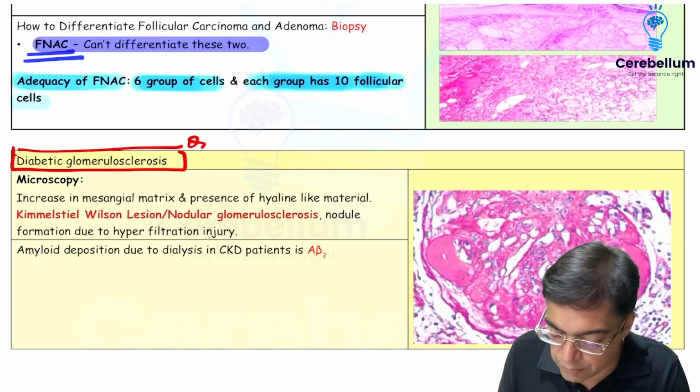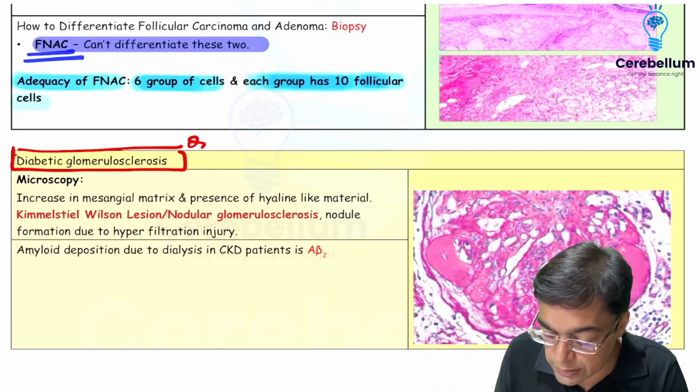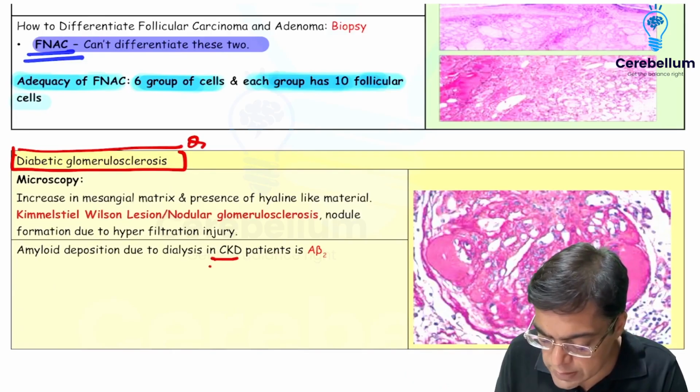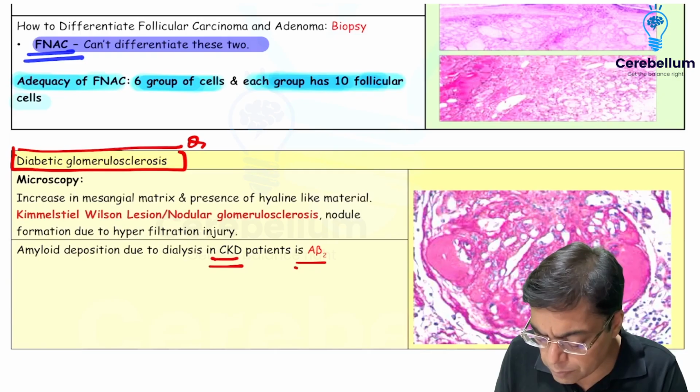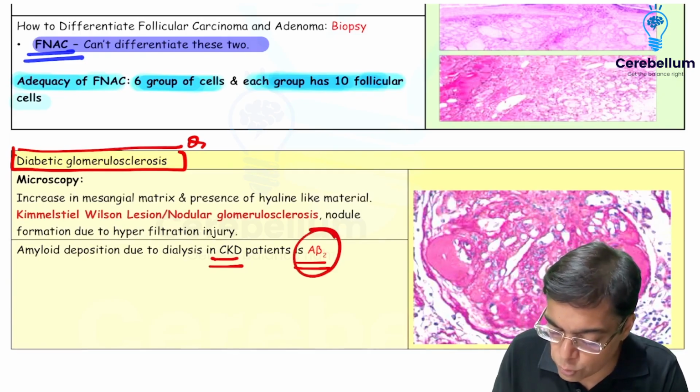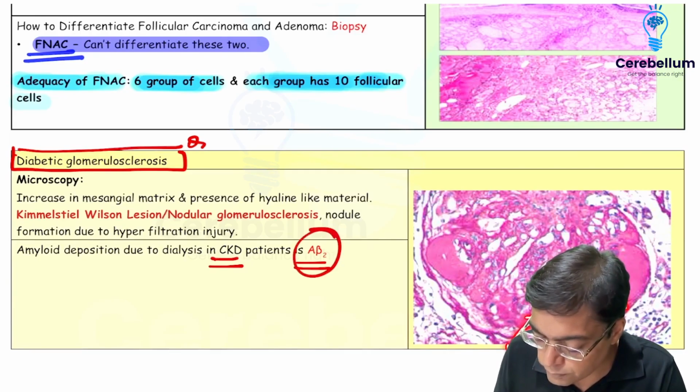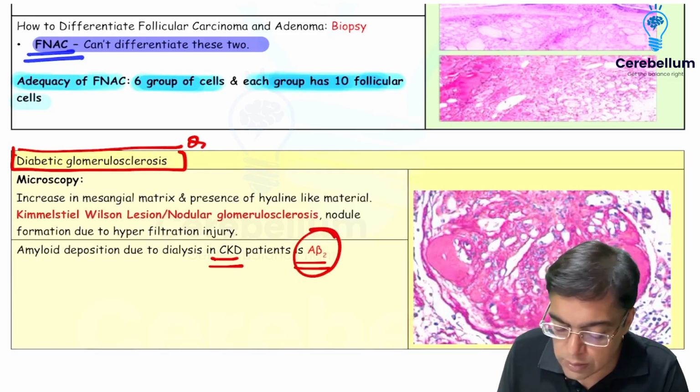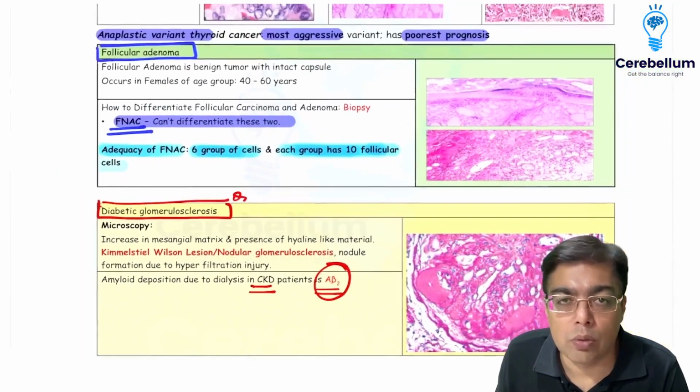If a patient is going to be having diffuse glomerulosclerosis, he is going to be at high risk for development of chronic kidney disease, and the kind of amyloid that may get deposited in these patients happens to be A beta 2. So those nodules which are present in the glomeruli are associated with the term nodular glomerulosclerosis.